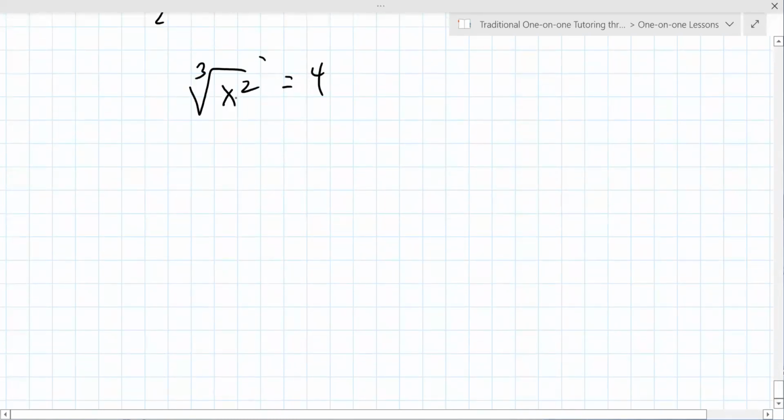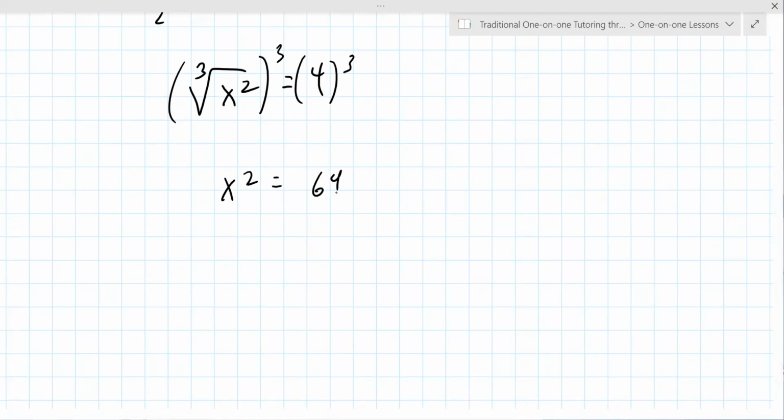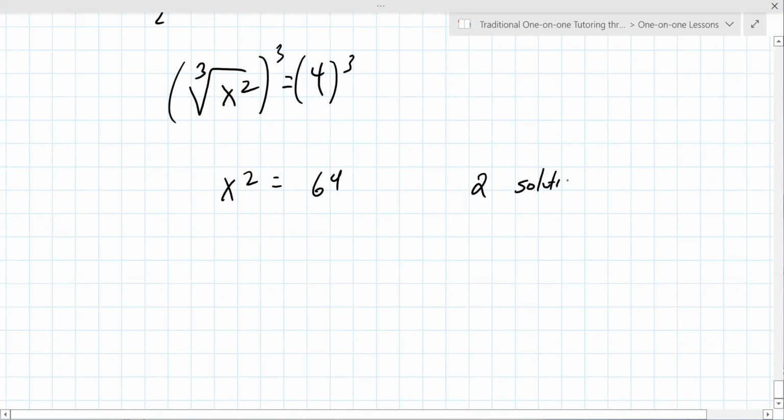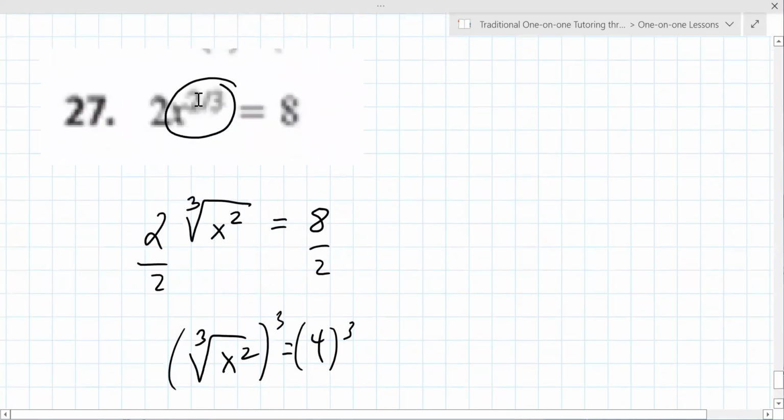All right, so you undo that by cubing both sides. So x squared equals 64. So it's very easy at this step to forget that there are 2 solutions. Because when you take a square root of both sides, it's plus or minus the square root of 64. Right. And that's the most common mistake here, to do all this work and then misremember that there are 2 solutions.